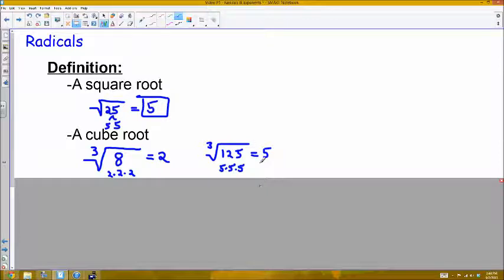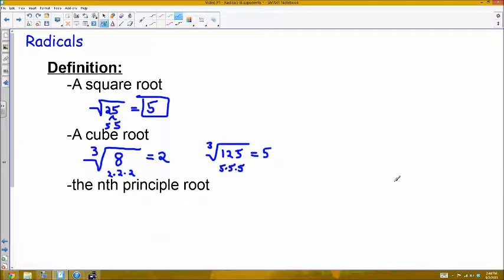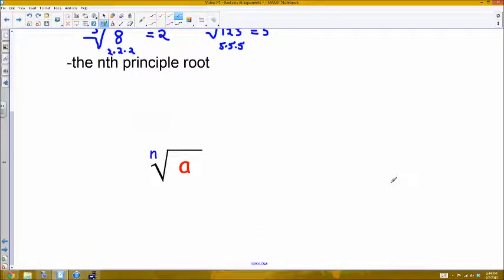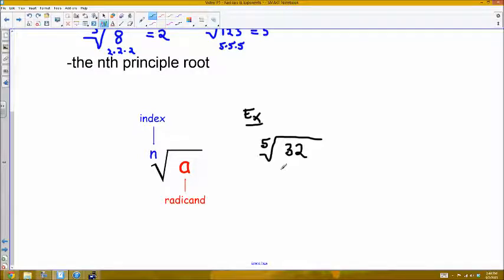If we extend this definition a little bit more, we can come up with what's called the nth principal root, which looks something like this, in which this n represents the index of the root and this a, the radicand. Well, what does that mean to me? Well, it means that I can basically take a root of any number. Particularly, for example, if I want the fifth principal root of the number, let's say 32. Well, since 2 multiplied with itself a total of 5 times will give me 32, the fifth principal root of 32 would be the number 2. It's the number when multiplied by itself, the number of the index, would give you back the radicand.